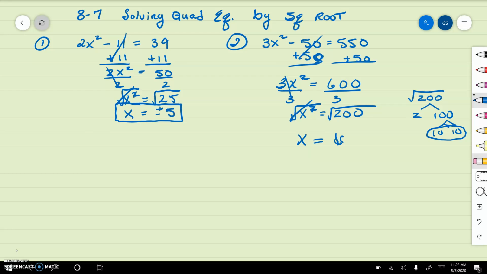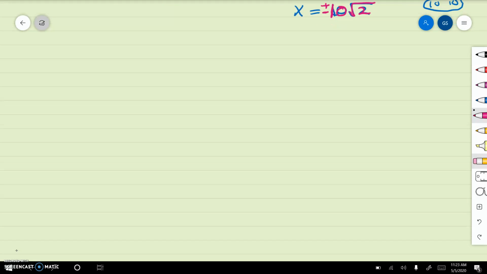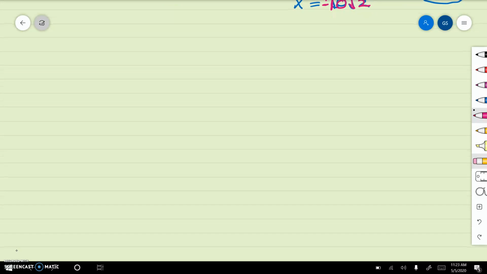Whoops. Rad 2. That comes from there. But don't forget, I'm going to write this in a different color. It's plus or minus 10 rad 2. I'm just going to rewrite that. Okay, it's plus or minus. Even when you have to break down the radical, you have to remember that plus or minus. All right, I'm going to do another one which looks different, but it's basically the same thing.